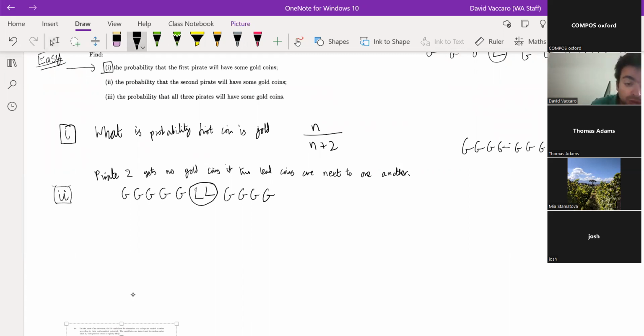So first of all, how many gold coins are there? There's n gold coins, and there's 2 lead coins, L1 and L2. How many permutations are there of the n plus 2 coins? There's n plus 2 factorial permutations of the n plus 2 coins.